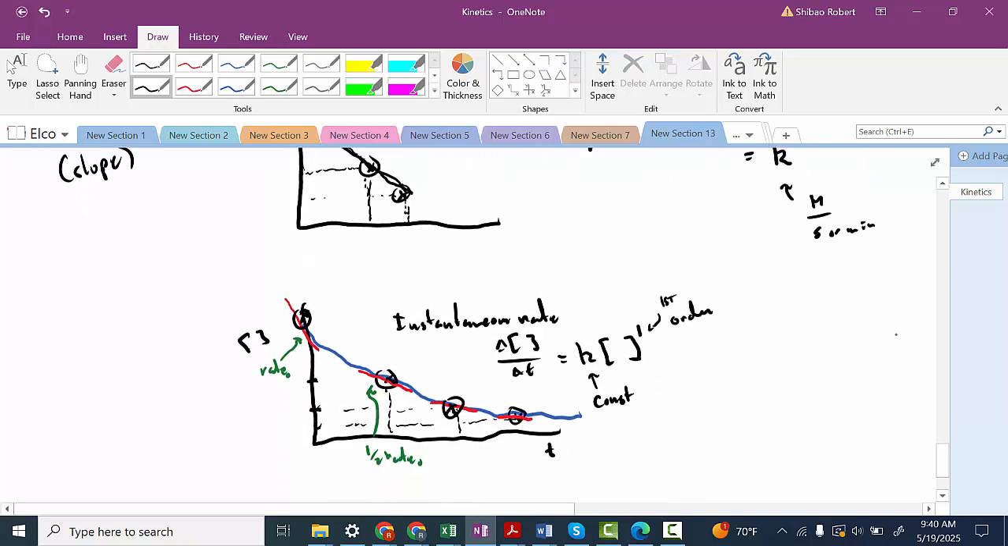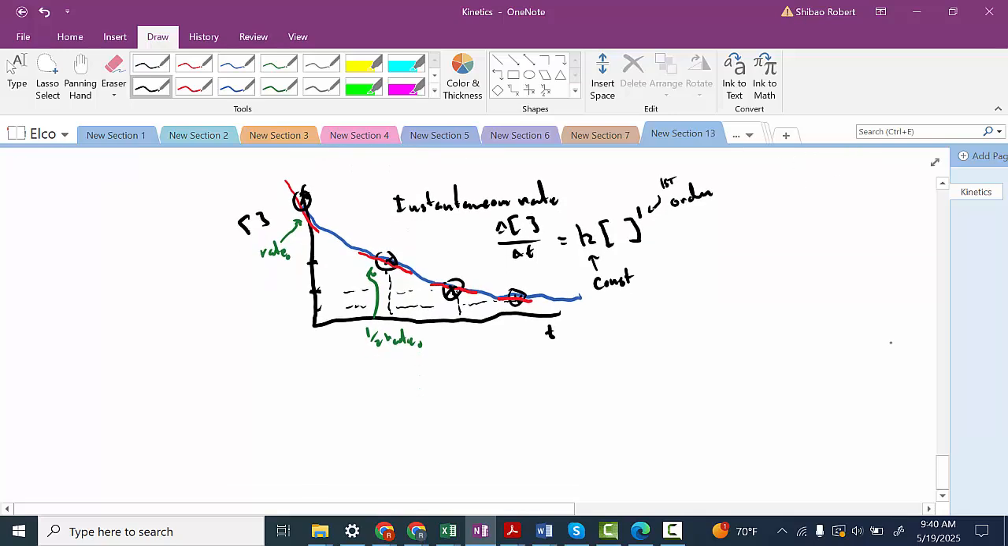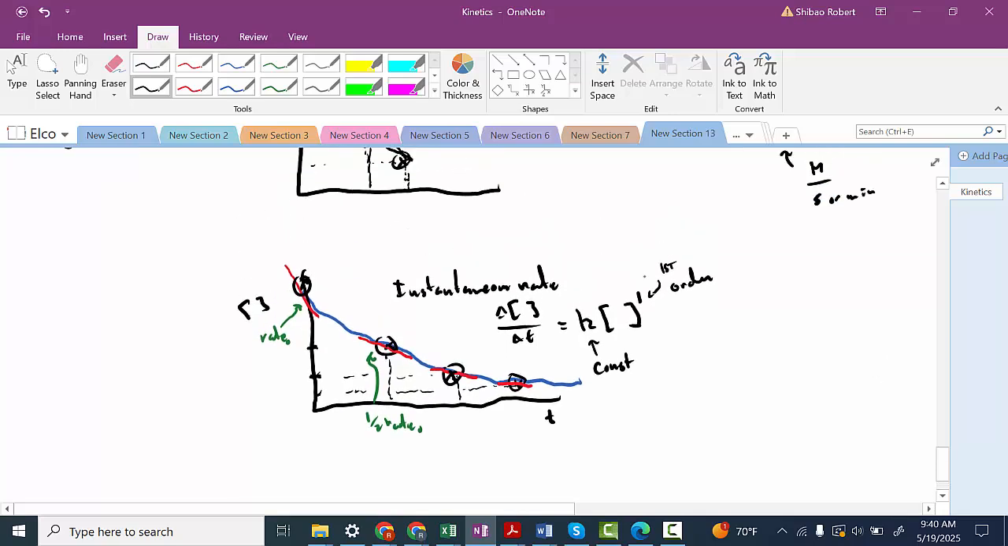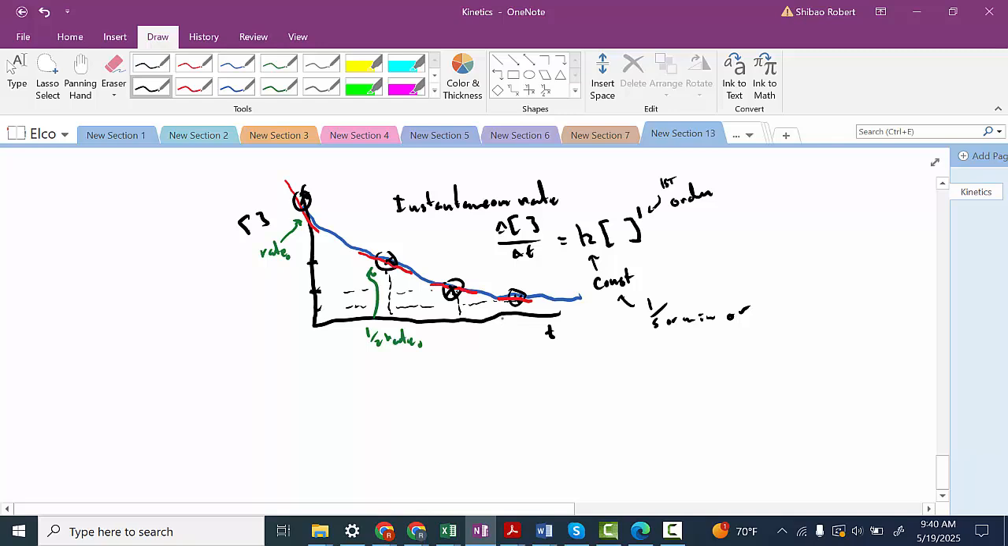And then, let's see. If we go over here, this constant already has molar on the top. So the units would be 1 over seconds or minutes or hours, whatever units you're using here. All right, so that's a pattern in the slopes here.